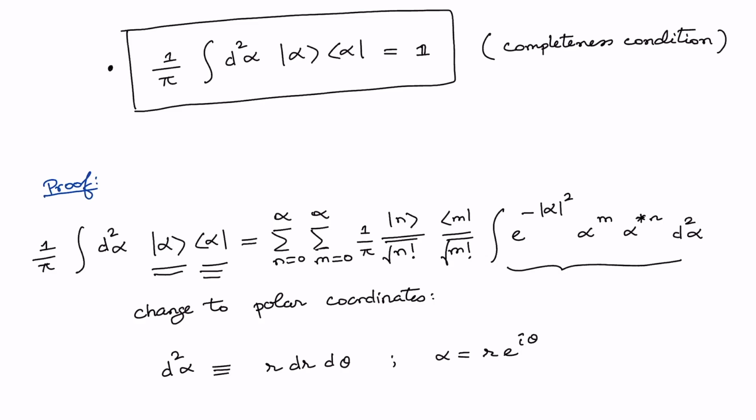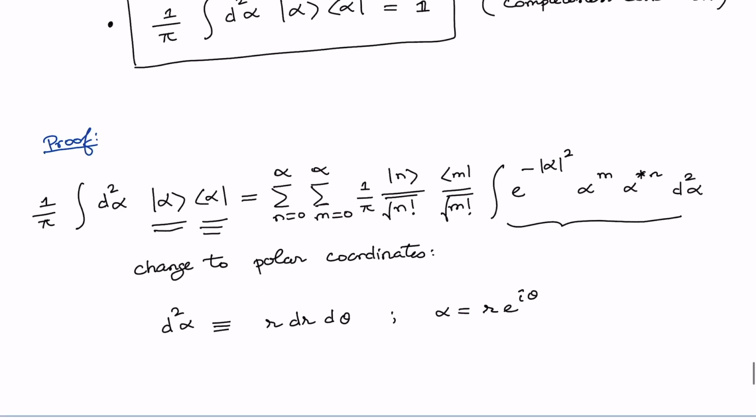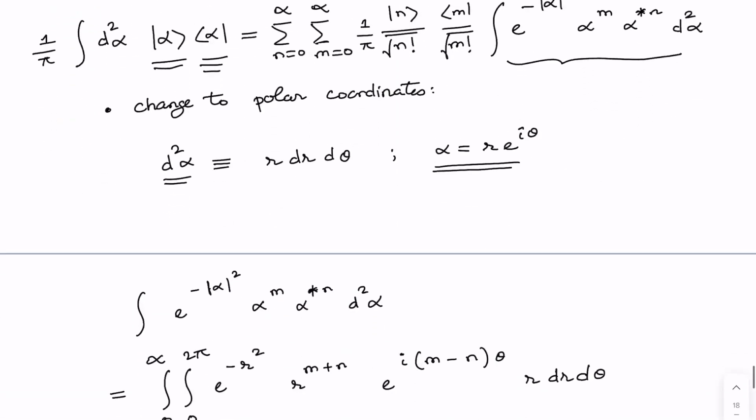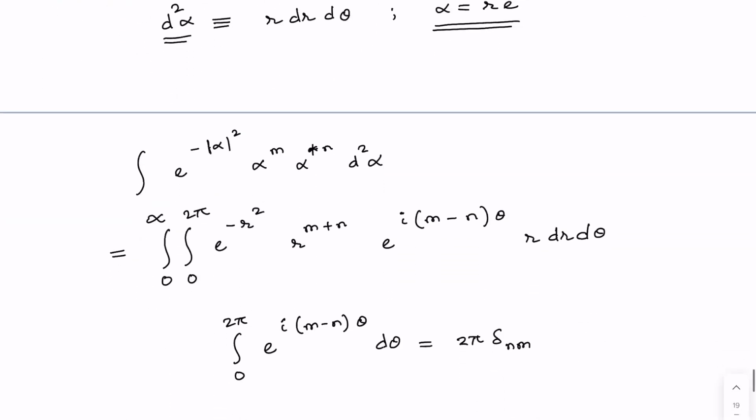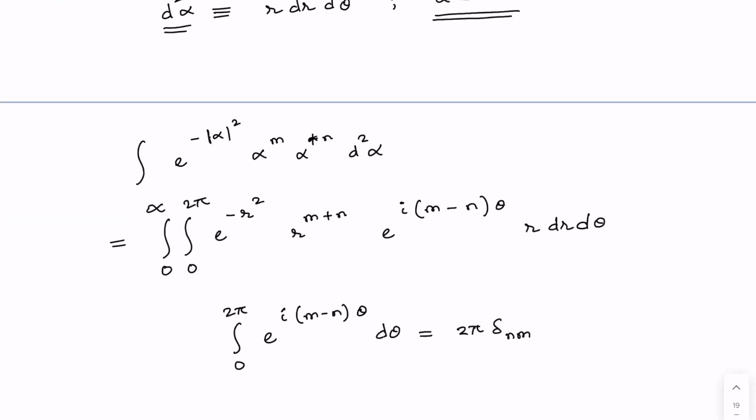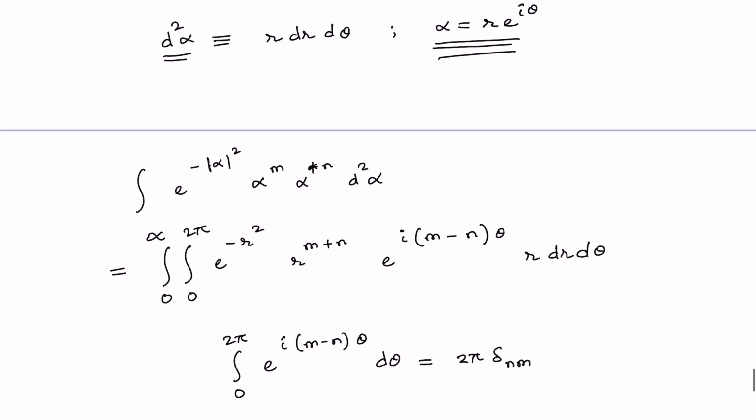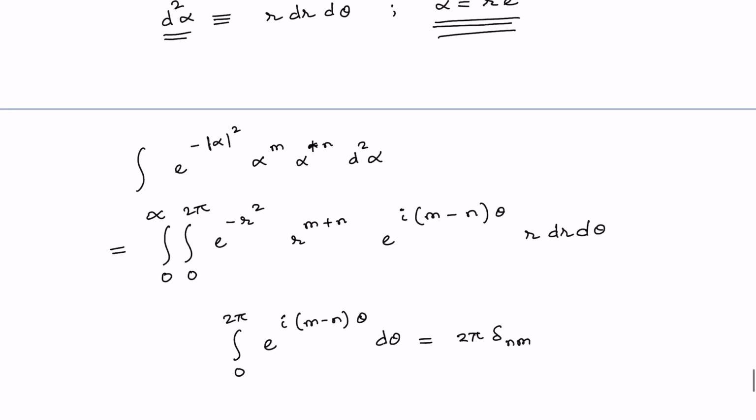However, we can actually simplify it very simply if we change to the so-called polar coordinates. So I am taking this area, basically d2 alpha, as r dr d theta, and I am taking alpha equal to r e to the power i theta, the mathematics is straightforward. Then you can just simplify this integral by taking alpha equal to r e to the power i theta as I have taken here. So you can easily follow this.